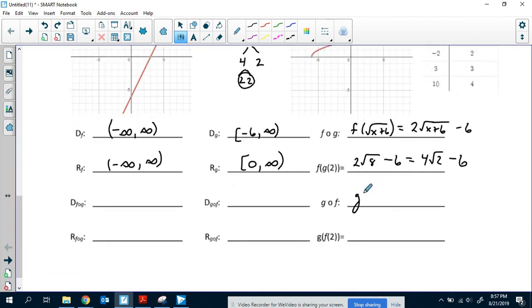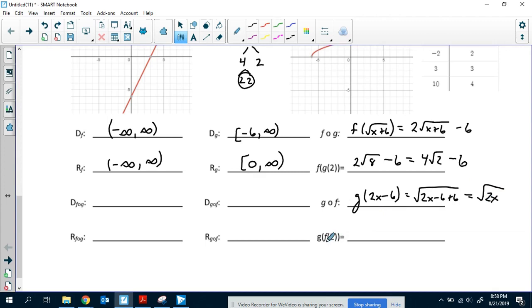G of f is the same thing as g of 2x minus 6. So I'm going to replace x in g with 2x minus 6. So this becomes the square root of 2x minus 6 plus 6. Notice that the 2x minus 6 is something that we just substituted in where x was. And then if I simplify this, I just get the square root of 2x. I cannot simplify this any further because the 2 is on the inside of the square root.